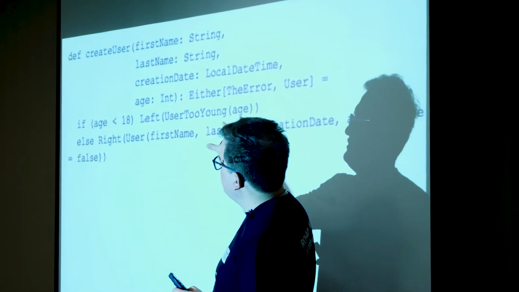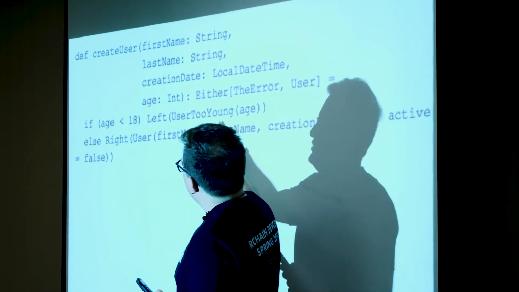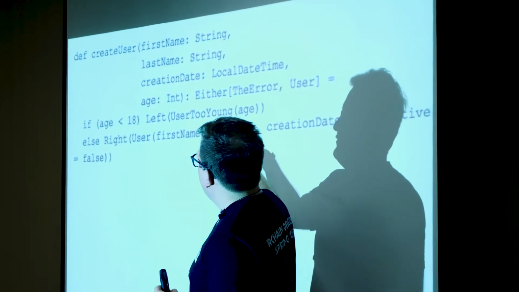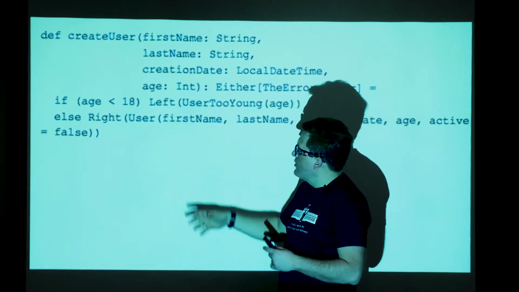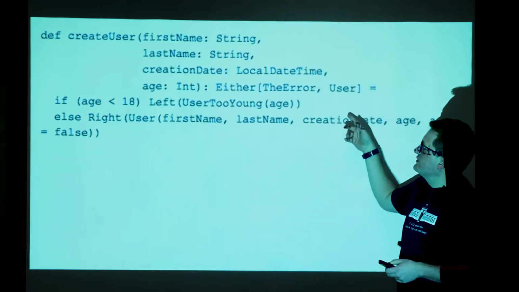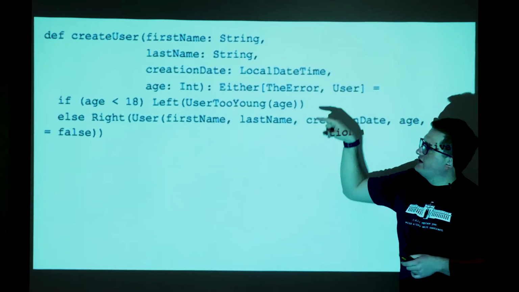Now this method returns an Either type because there's a little logic here. If you're below 18, we cannot really create a user for you. If you're grown up, then yeah, we'll create a user for you. So that error message is returned within the Either type.